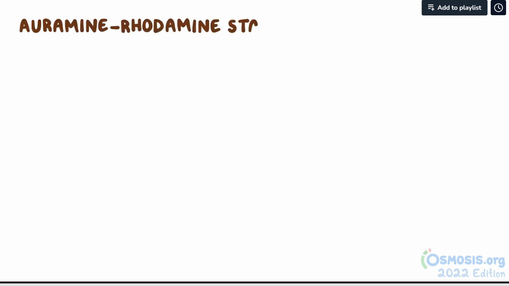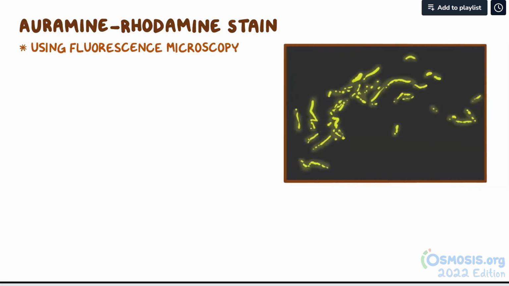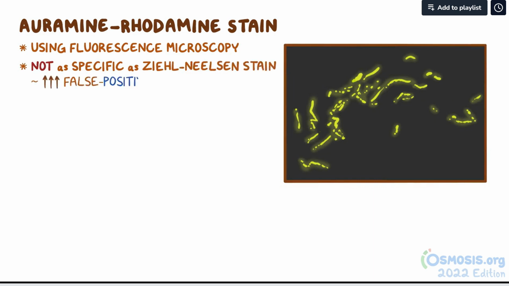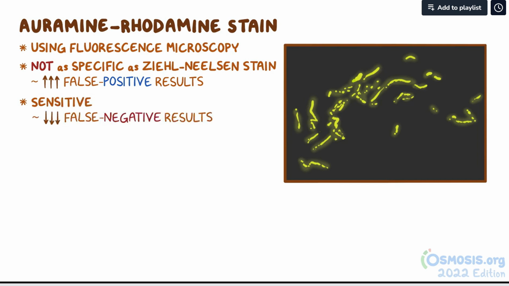Also, Nocardia can be visualized with auramine rhodamine stain using fluorescence microscopy, which can show a reddish yellow fluorescence. This stain is not as specific as Ziehl-Neelsen stain, so it has more false positive results, but it's more sensitive, so it has fewer false negative results. And it's also inexpensive. So, the auramine rhodamine stain is often used for screening.